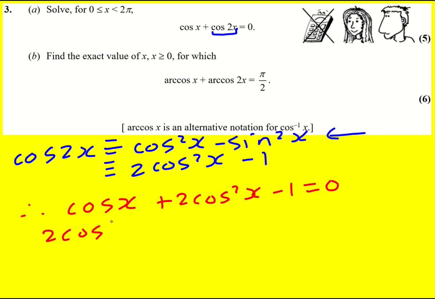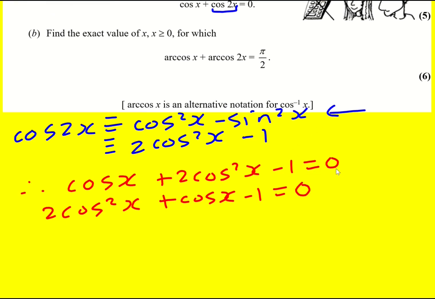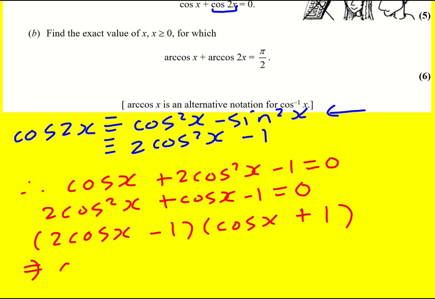I'm just going to rearrange that to this. I would expect this to factorize, and I'm going to factorize in terms of cos x. So it's going to be 2 cos x and cos x to get that 2 cos squared x. Then I'm going to need a 1 and a 1 here if it's going to factorize, a plus here to give me 2 cos x, and a minus here to give me minus cos x. That will give me plus cos x overall. So cos x will equal a half or minus 1.